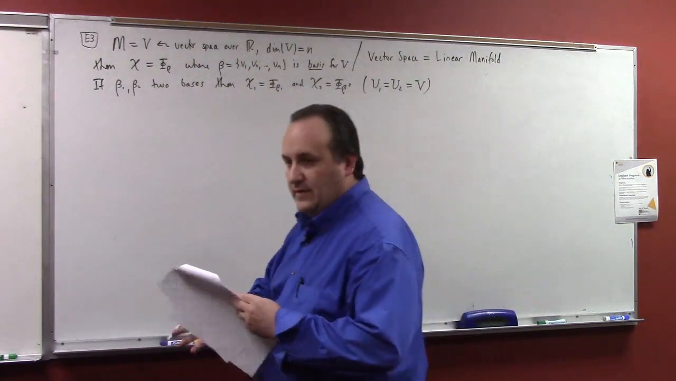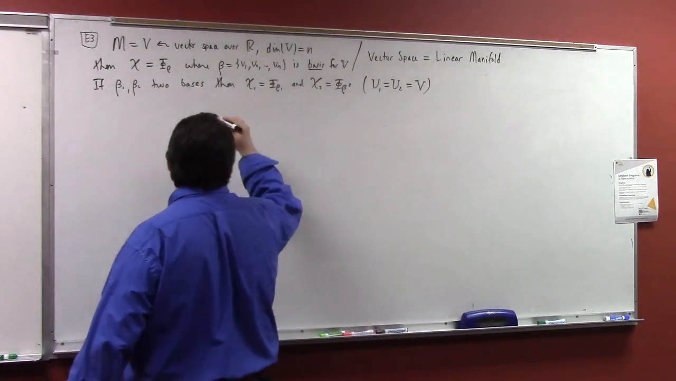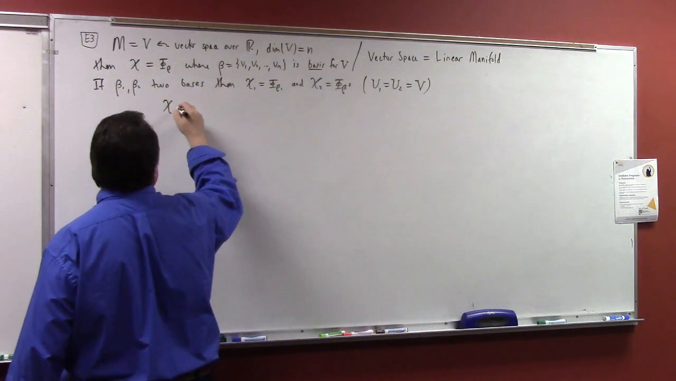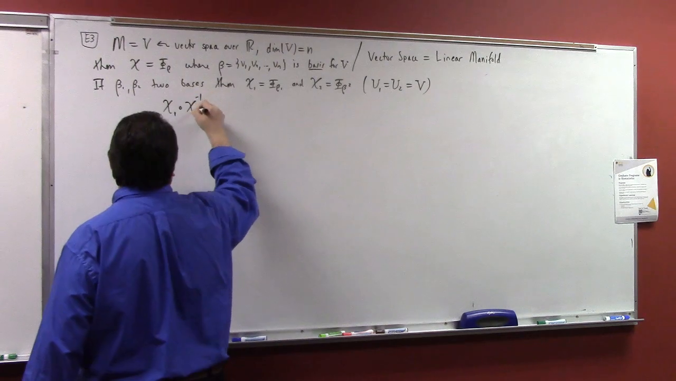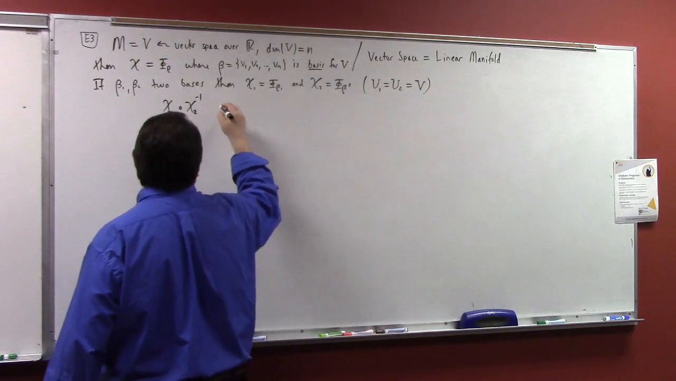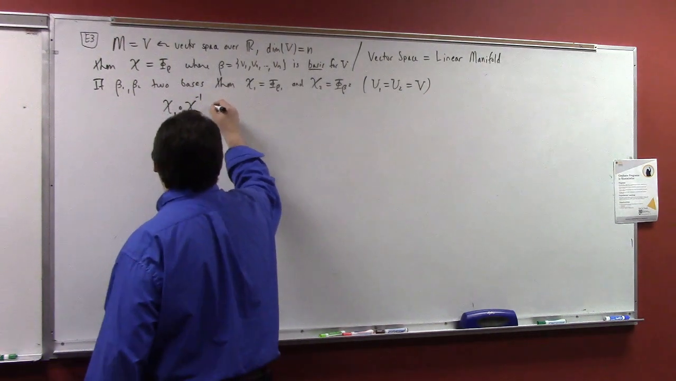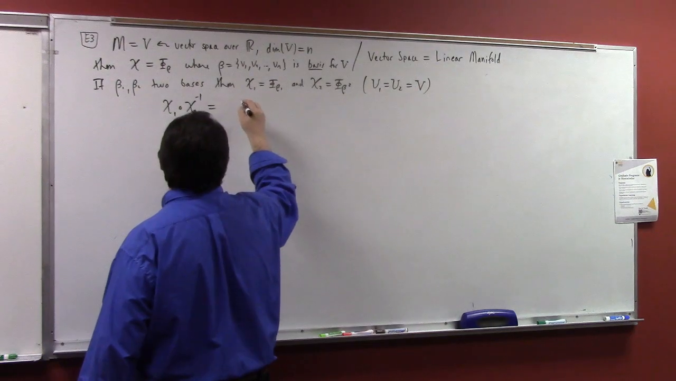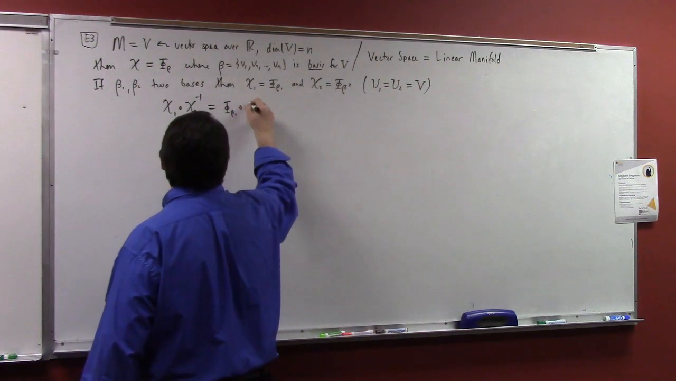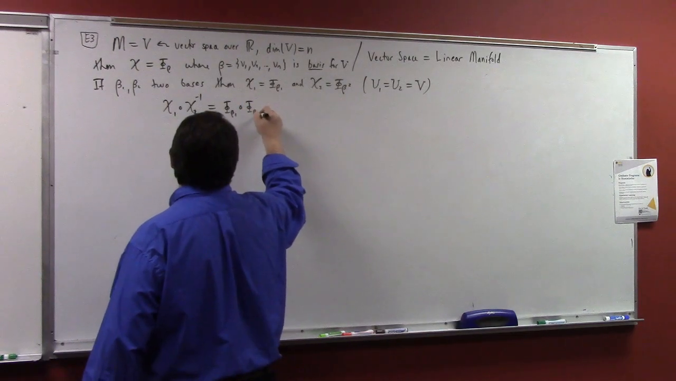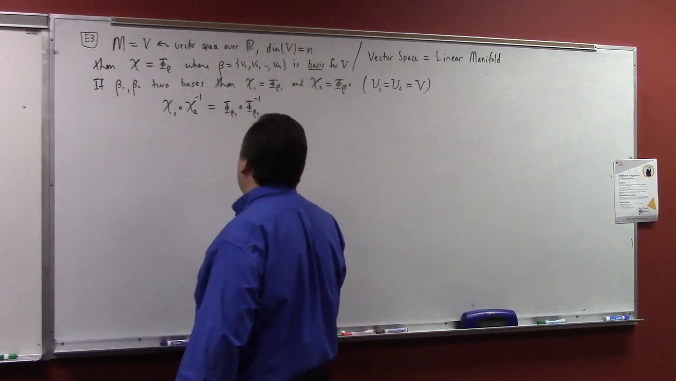We already talked about this actually. What is chi 1 composed with chi 2 inverse? Change of basis. Yeah, I think you're right. I think it's a change of basis function, isn't it? So that's phi beta 1 composed with phi beta 2 inverse. And I think you're exactly right.